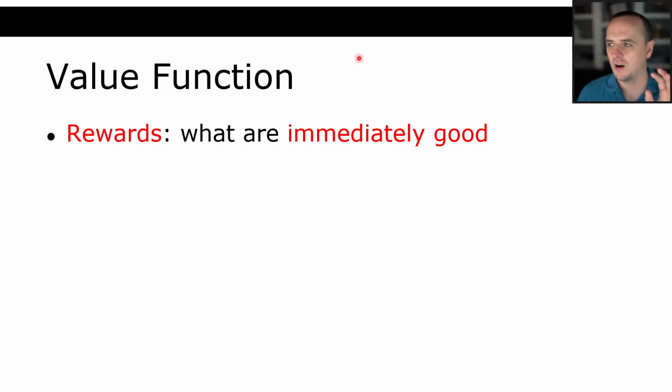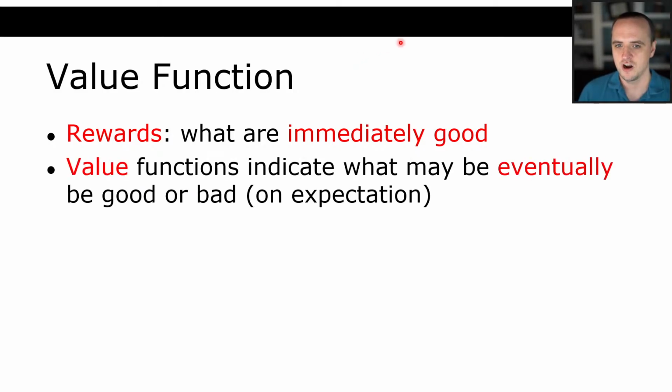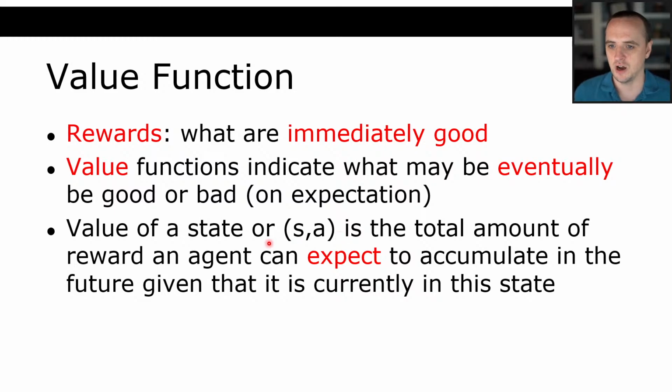So rewards are what are immediately good. So if I take this action at this state, this is the reward that you will get. Value functions are going to indicate what may eventually be good or bad on expectation, okay? So the value of a state or a state action pair, so for the rest of this course, SA is going to mean taking action A at state S. It's a state action pair. That's the total amount of reward that an agent can expect to accumulate in the future if it's currently at that state, okay?